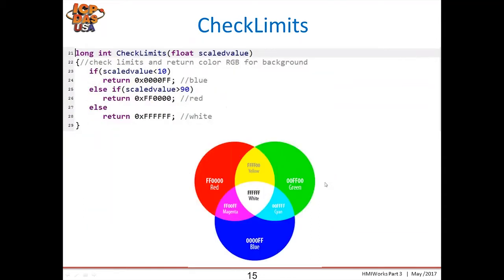Instead of showing only the values, we can also use a function to check the limits of scale values and return a color to identify if they are in the accepted range or not. The function CheckLimits will compare if the scale value is below 10, then it will return blue. If the value is above 90, it will return red. Otherwise, it will return a white color.